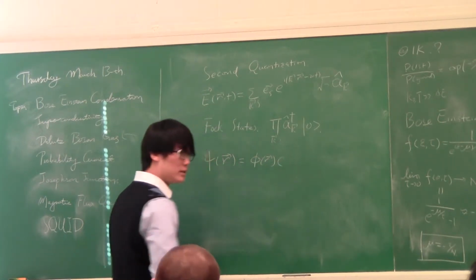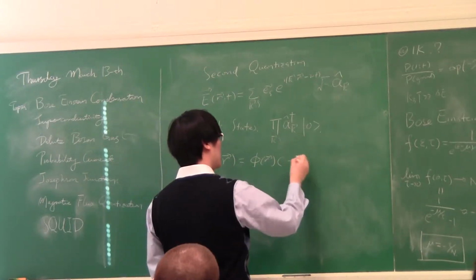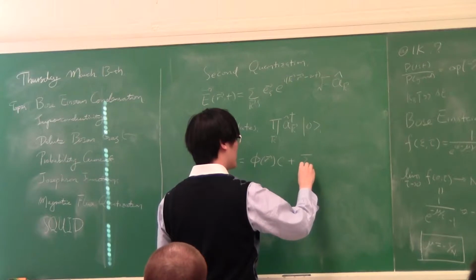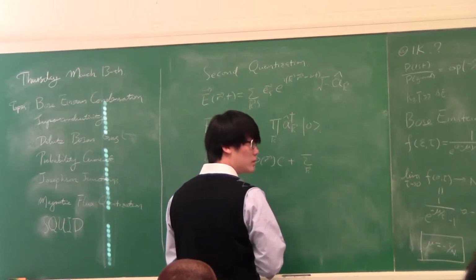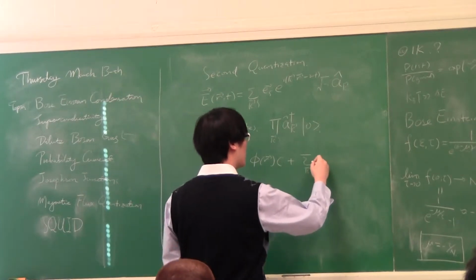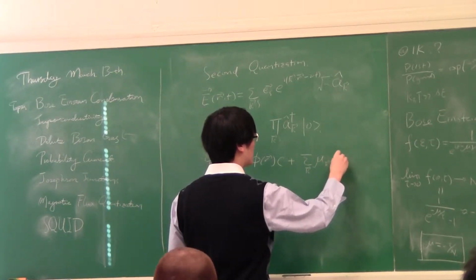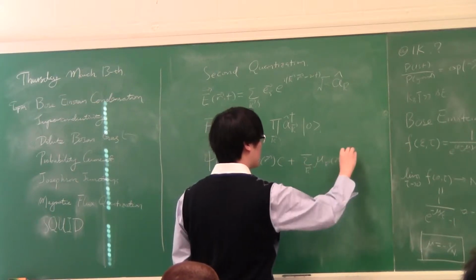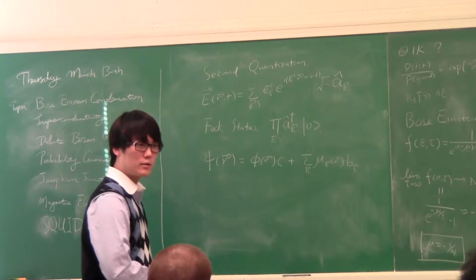And then the ground state has an expansion coefficient of c, okay, and then plus an expansion over the first excited states. Let's say we sum over the wave numbers, and each of the first excited states has a wave function of this, and the expansion coefficient we use b here. Okay. So now we do second quantization.